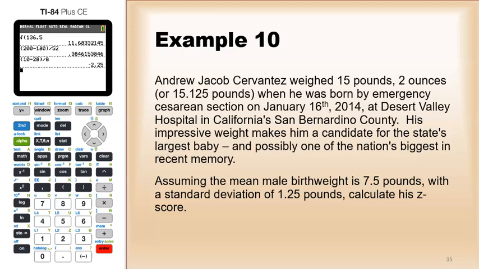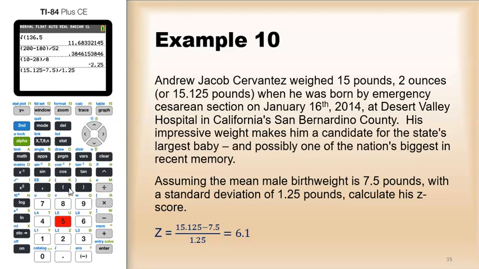Well, let's first convert. 15 pounds 2 ounces is 15.125 pounds. So I take that value and subtract off the mean of 7.5, then divide by 1.25. Do it on my calculator. So his weight, 15.125 pounds, minus the average birth weight of 7.5, and then divide by the standard deviation of 1.25. We get a z-score of 6.1.